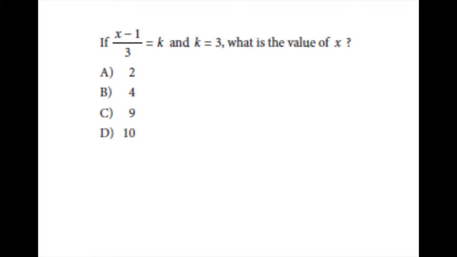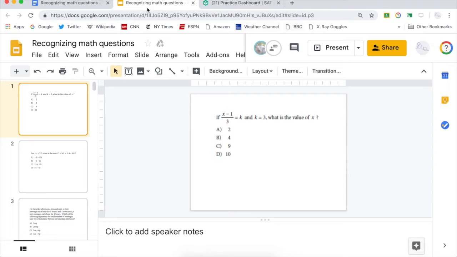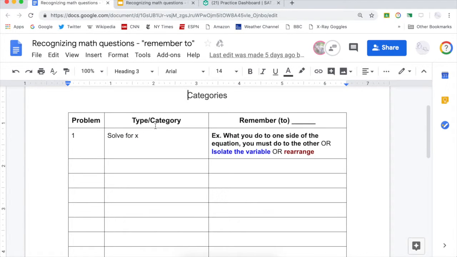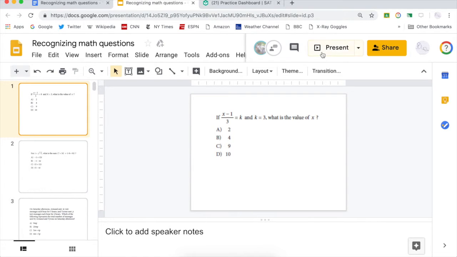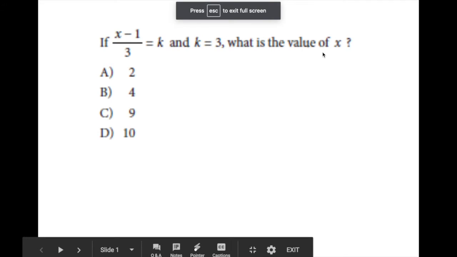Now certainly you need to be able to do the math, but I want you to think about those two students, one of whom is recognizing things quickly and remembering their strategies, and the other who's taking a trip down memory lane to remember when in math class they've covered something, and sometimes going down some false starts. So the second document I want you to look at is this document, Recognizing Math Questions, or a Remember To chart. So, for example, on this first problem, a student might just call this one a Solve for X problem.